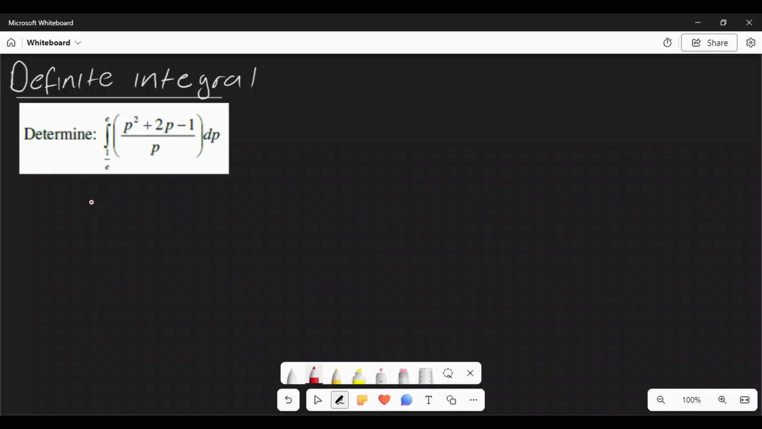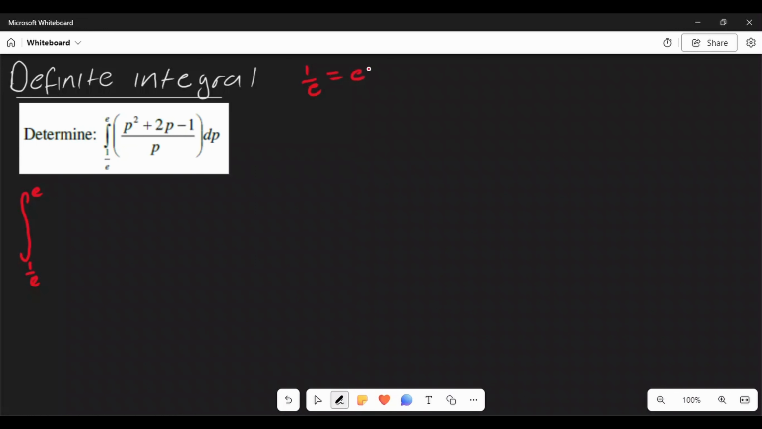So guys, let me get to this problem very quickly. As you can see, this one needs us to simplify. So when you simplify here, remember the sigma and this dp remains. This time around we are integrating with respect to p. So let's do it here. You rewrite your sigma there, and your upper limit is e and your lower limit is 1 over e. 1 over e is the same as e to the power of -1. So I'm just gonna rewrite it like that guys.